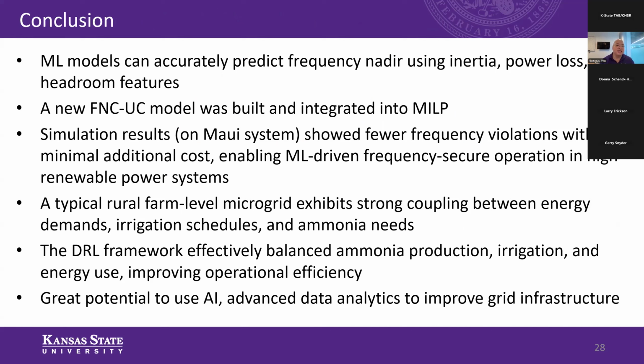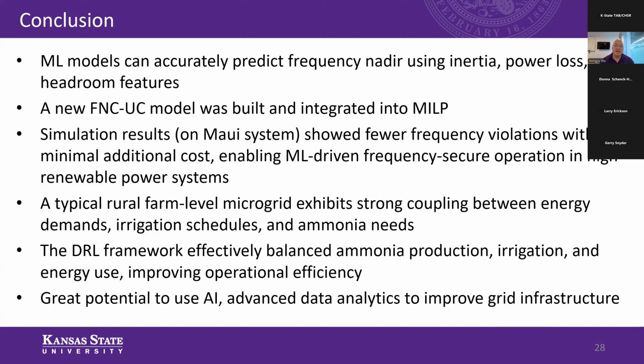Finally, I want to conclude. Our work demonstrated the transformative potential of AI and data-driven methods in modern power systems. First, we show that machine learning can accurately predict frequency nadir, which is a critical indicator of grid stability. This uses key features such as system inertia, power loss, and primary frequency response headroom. Building on this, we use the UC model with MIDAS to simulate a real-world power system.